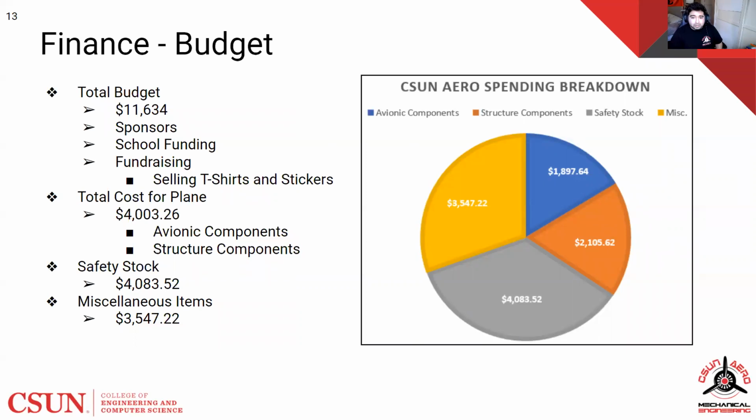A key component we wanted to make sure while building the plane was to have enough money to purchase safety stock items that would enable us to continue moving forward in the event of a failure of a part. For this, we allotted $4,083.52 to purchase extra building material and avionic parts. We left a miscellaneous budget to account for any tools or hardware needed throughout the project.